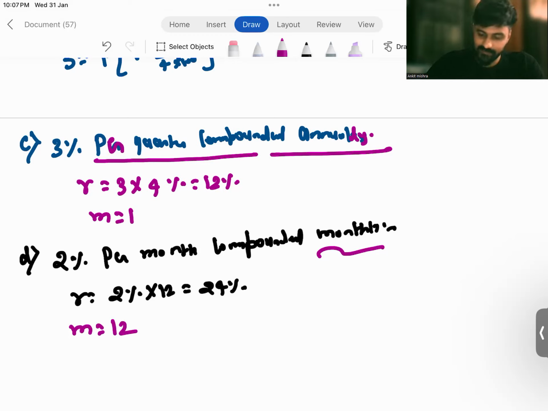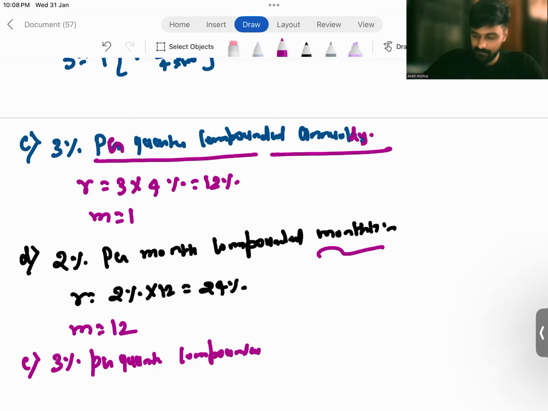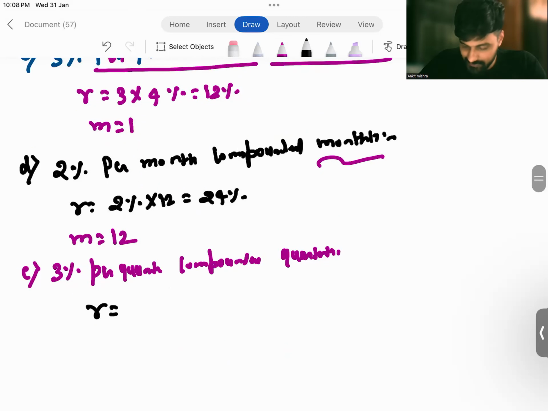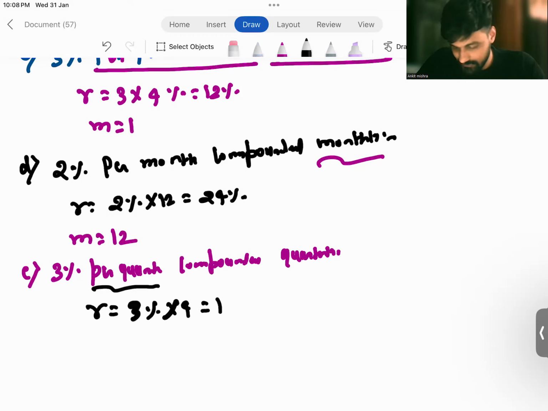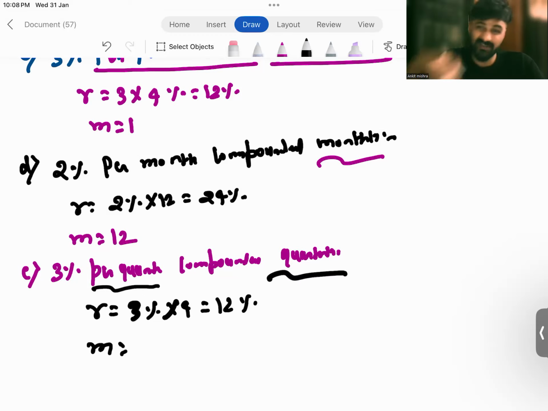Next, sometimes they can give you 3% per quarter compounded quarterly. How can you calculate these things? Your R will be 3% per quarter multiplied by 4, that is 12%, and M equals 4, since it is compounded quarterly, right? In this way, you will be able to calculate the future value of any particular asset if the present value and R value are given.